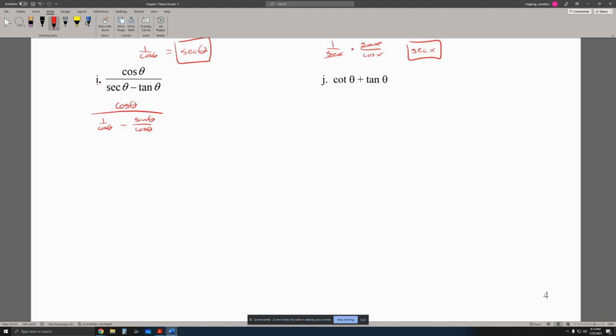Okay? In the denominator, we need a common denominator because we got this subtraction of fractions. So we have cosine theta in the top. And then in the denominator, we already have a common denominator. So we have 1 minus the sine of theta over cosine of theta. Okay? Dividing by a fraction is the same as multiplying by the reciprocal. So we have cosine over 1 minus the sine. And then we have the cosine squared of theta over 1 minus the sine of theta.